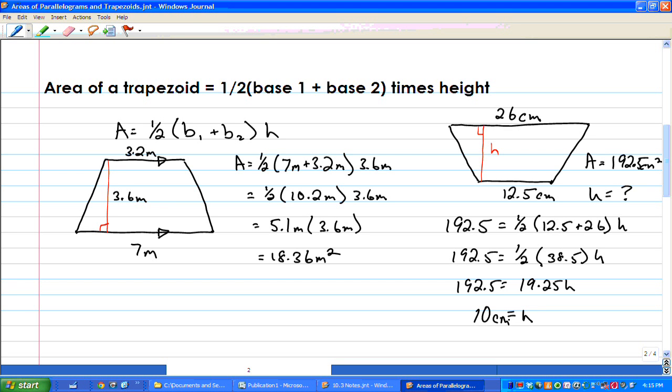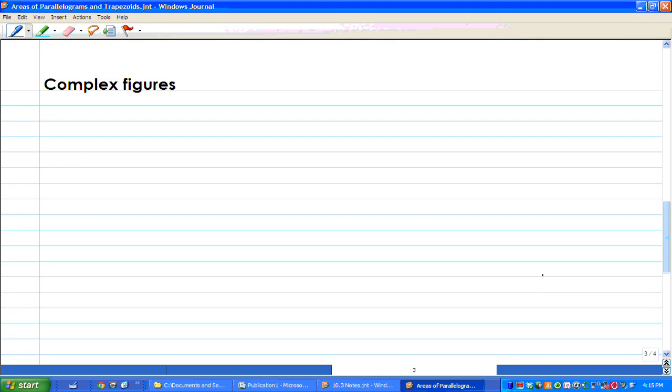All right. The last thing we have to cover is complex figures. Complex figures, we don't have formulas for those, but what we could do is take the information that we know, break the shape up, and then take the sum of those areas, add it together, and it would be the area of the complex figure.